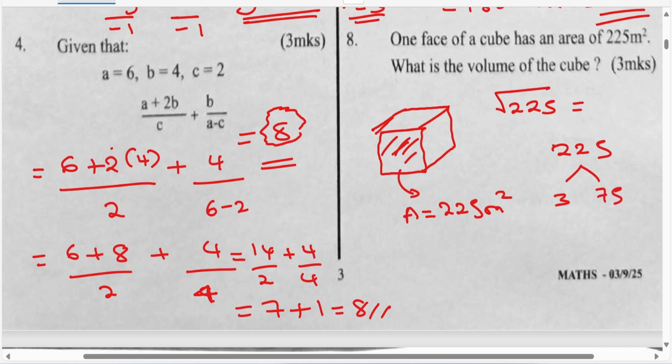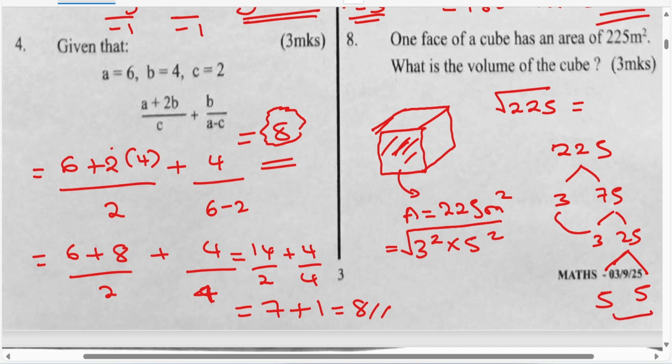Okay. If you divide by 3 again, itakupa 25 and divide by 5, it gives you 5 and 5. So basically hapa ni 3 squared times 5 squared. If you square root it, you're just halving the powers. So utachukua tu pair ya 3 na chukua pair ya 5. So pair ya 3 ni 3 na hapa ni 5. So basically nafanya 3 times 5. So which your square root is 15.